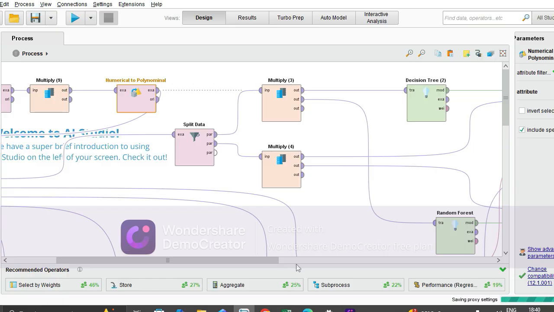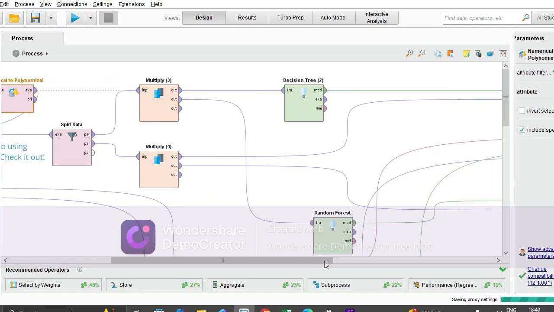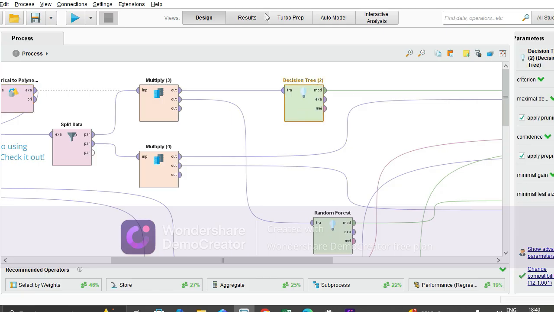I apply two machine learning models on my project. First is decision tree and second is random forest. But one problem with my dataset is that it is unbalanced. So when I apply the decision tree model, I will show you the results.